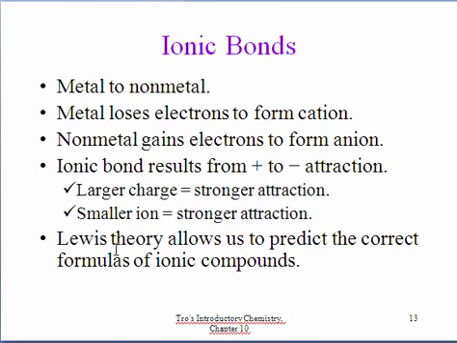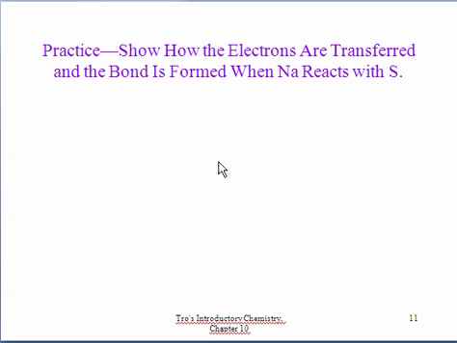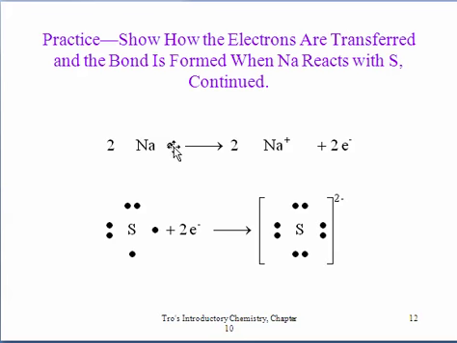Lewis theory allows us to predict the correct formulas of ionic compounds. And we can take a look at this. Let's look at how electrons are transferred and the ionic bond is formed when a sodium atom reacts with a sulfur atom. Now the first thing we want to do is write out our Lewis dot symbols for our atoms. Sodium is in our first column, so it has 1 valence electron. Sulfur is in the oxygen family, so it has 6 valence electrons.